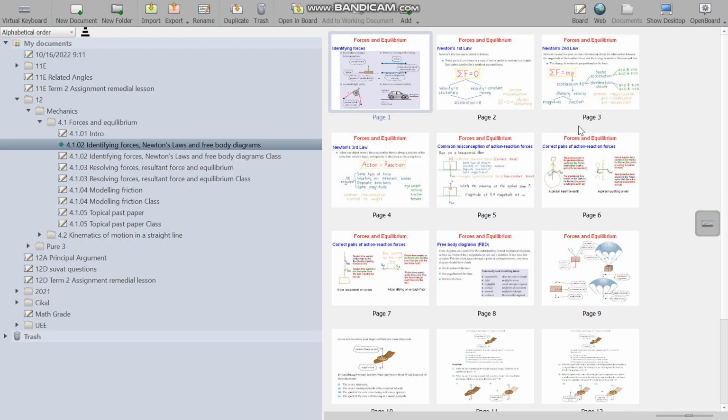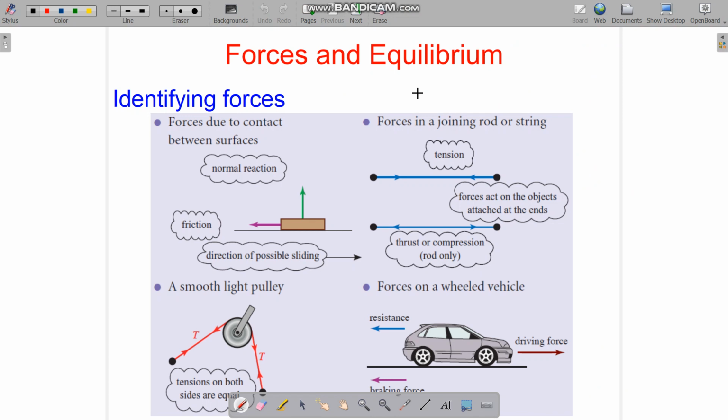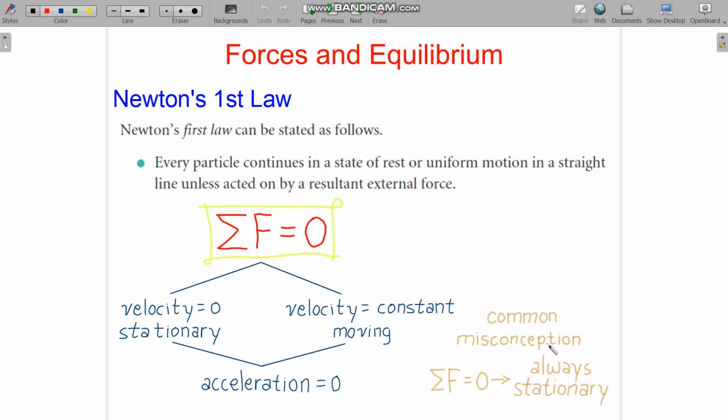Everyone, this video is about identifying forces, Newton's laws, and free body diagrams. Let's review the types of forces. We have a normal reaction force, the friction force, tension, resistance, braking, driving force. There are all sorts of forces, and Newton's first law, sigma F equals 0. So the object can be stationary or moving with constant velocity.